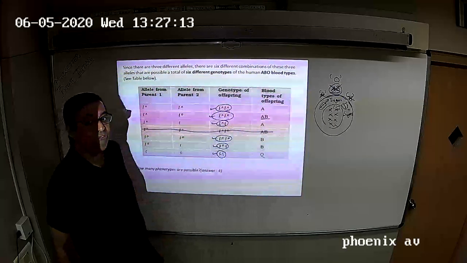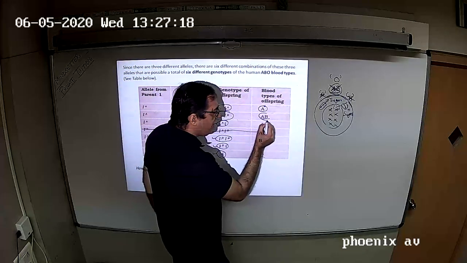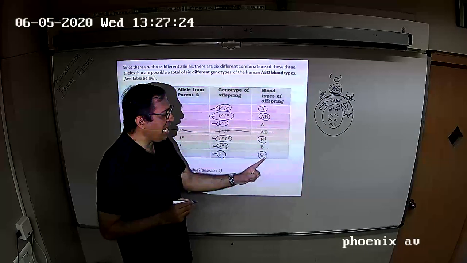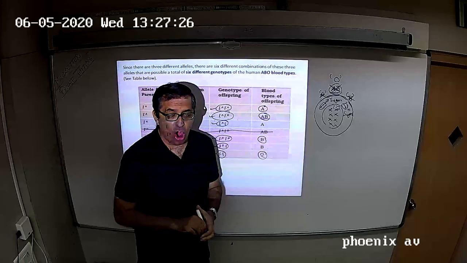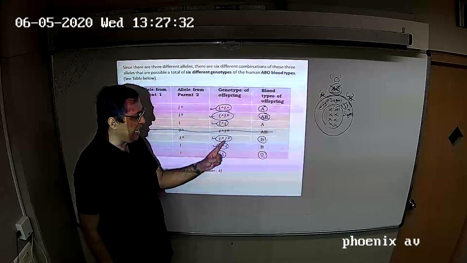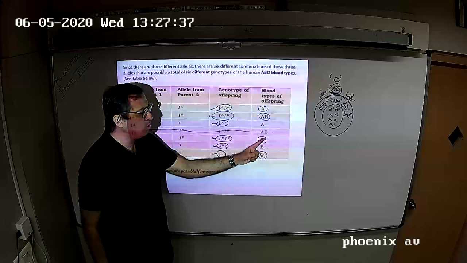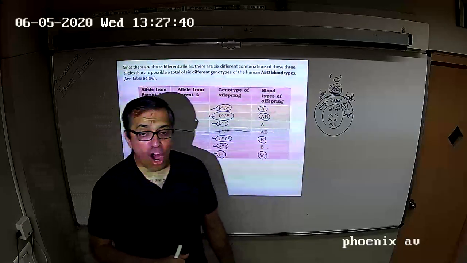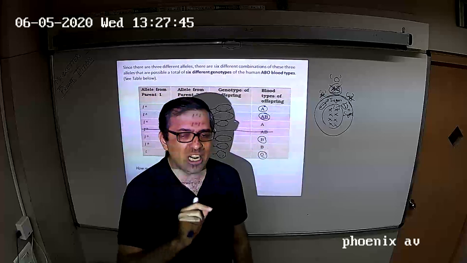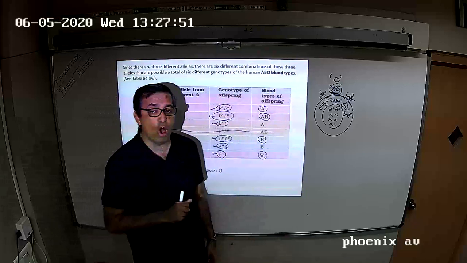And how many types of phenotypes do we get? We have A group, we have B group, we have AB group, and we have O group. So A, B, AB and O are the 4 different types of phenotypes. So how many genotypes are there? 6 different types of genotypes and 4 different types of phenotypes. So in human blood group, 6 types of genotypes and 4 types of phenotypes are present. Beautiful example of codominance.